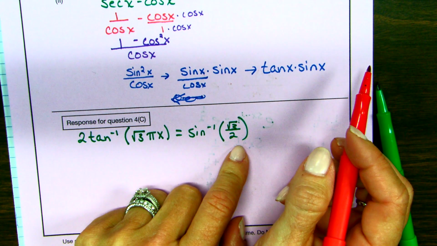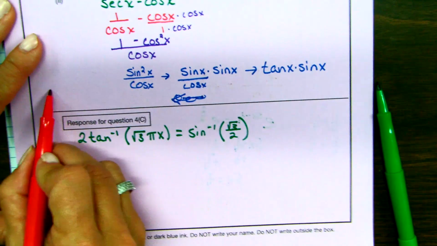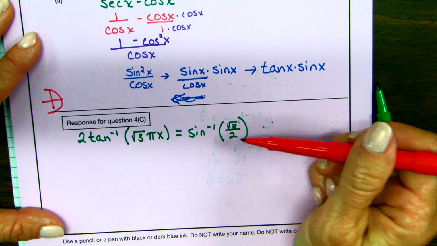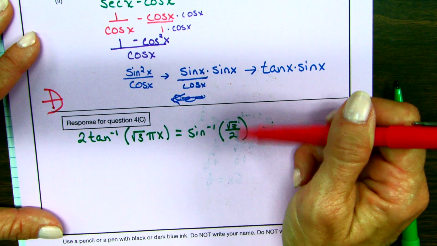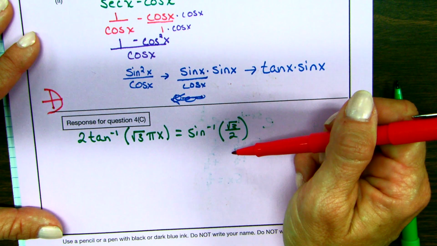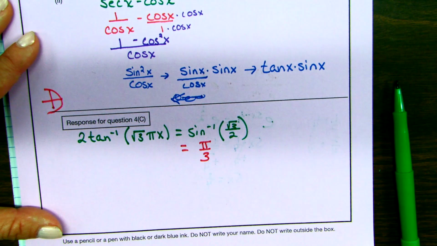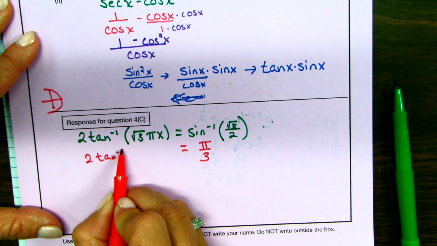We want the angle where this happens. And remember with inverse sine, we're only dealing with quadrant 1 and quadrant 2. Where in those two quadrants do I get a sine value of the square root of 3 over 2? And that is pi over 3. So I just simplified that side to pi over 3. I'll make this real quick.